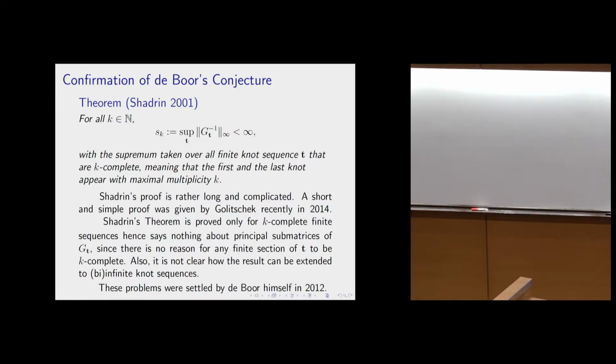Yesterday Xie already described his solution of de Boor's conjecture, but his original proof is quite long and complicated. A short and simple proof was given by Kolicek recently, in 2014. Also, yesterday he mentioned that his theorem was proved only for k-complete finite sequences. K-complete means that at these two endpoints the multiplicity is k minus 1.